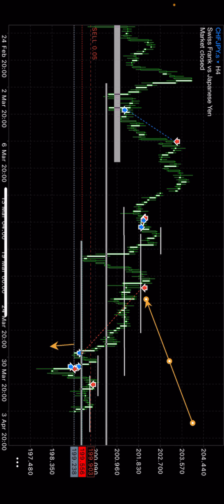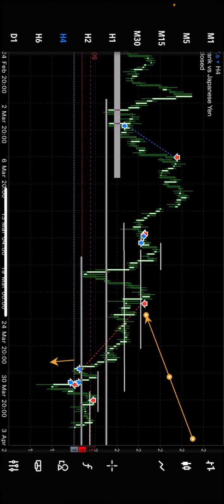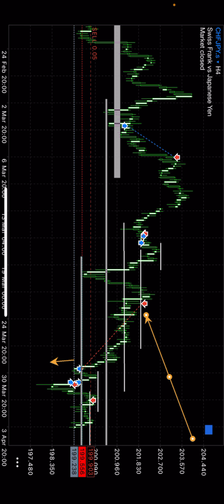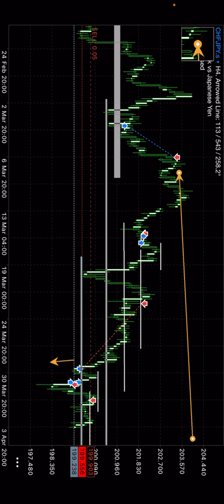So that was my sell position. Now, how did I see that sell position? You can see that after price hit my targets, I took my profit right here.